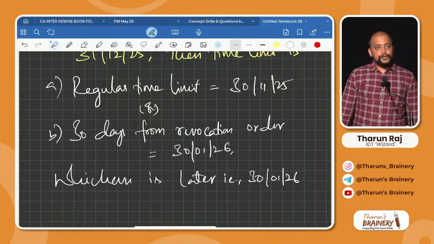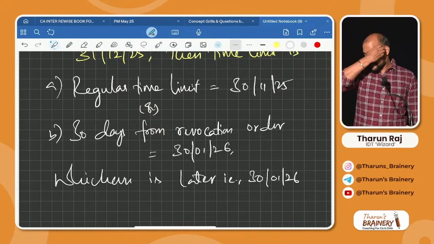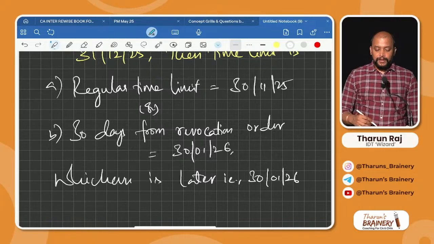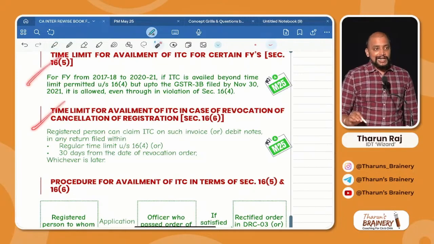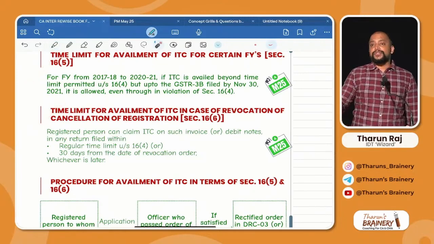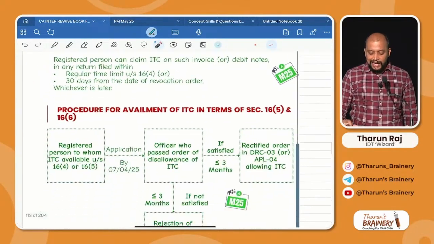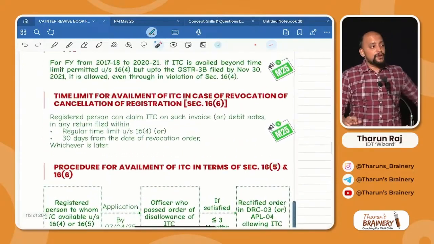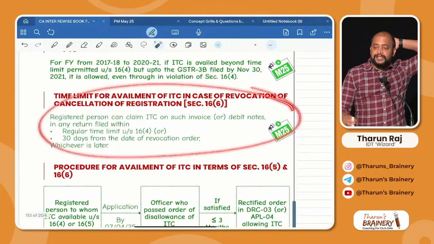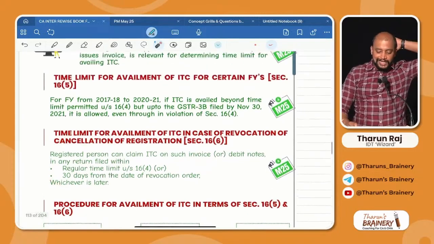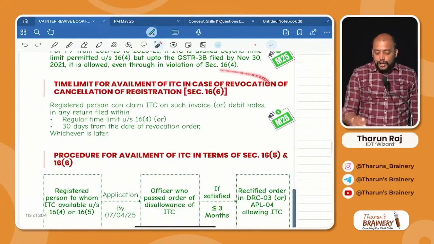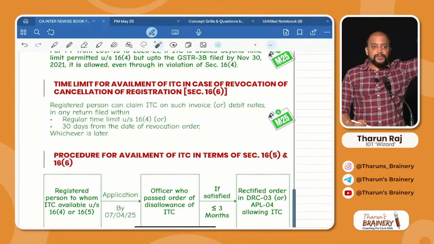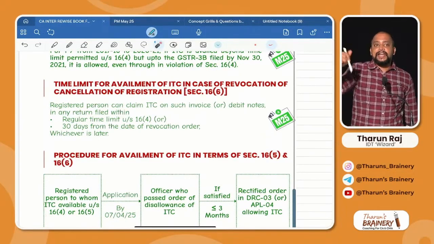They can make a question also based on this. Okay. Now say this. Time limit for availment of ITC in case of revocation. These two are the latest amendments. What is the procedure for claiming the ITC? Suppose for old financial years, we missed taking ITC in this case. Both the cases. First one is anyhow old financial year only. Second one also, for some earlier financial years we missed taking ITC. Can we take it now?